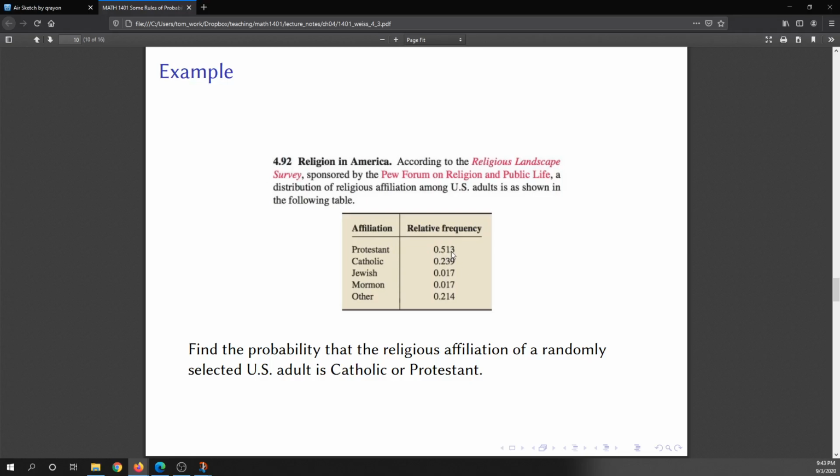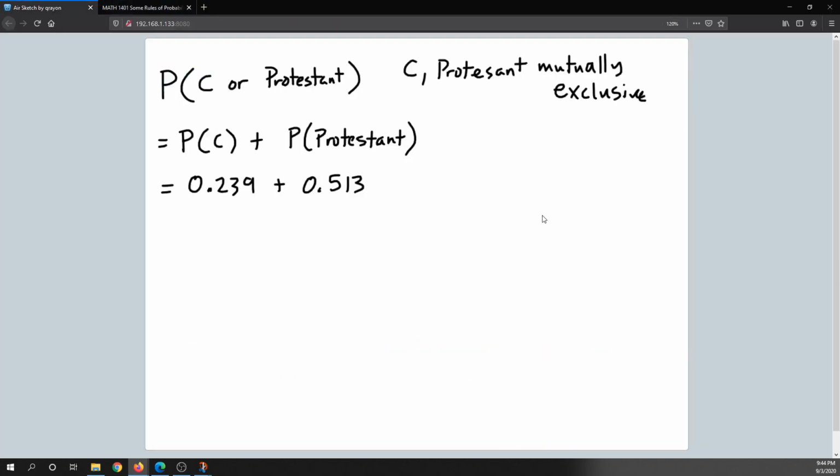Remember, how did you calculate the relative frequency back when we were doing that in chapter 1 or 2? I can't remember which one it was, but what we did was we added up all the frequencies and then we divided each of these by the total. So really, that's just a probability. So the probability that a randomly selected person is Catholic is going to be 0.239, okay? And then plus the probability that a randomly selected person is Protestant is 0.513. So that's what it's going to look like.